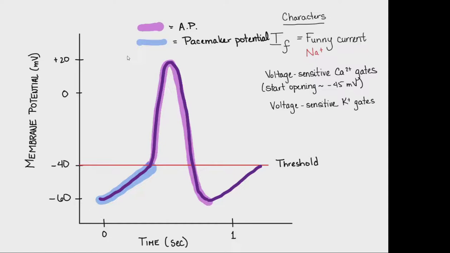So the depolarization part of the action potential is actually due to the voltage-sensitive calcium gates, which really start opening kind of back over here a little bit. So calcium influx, not sodium, but calcium, is what causes the depolarization. So this is unusual for us. We are used to seeing a rapid depolarization due to sodium influx. But here we're seeing a more gradual depolarization due to calcium influx. And then the potassium efflux is what causes the repolarization.